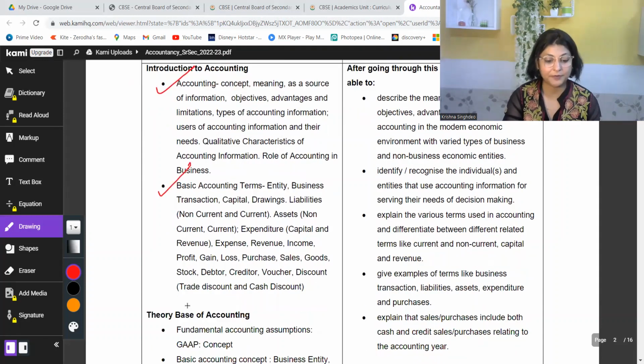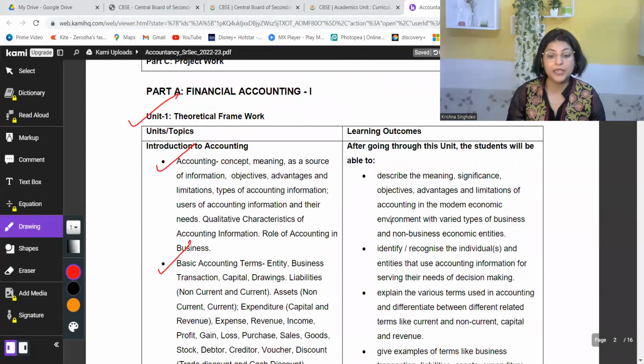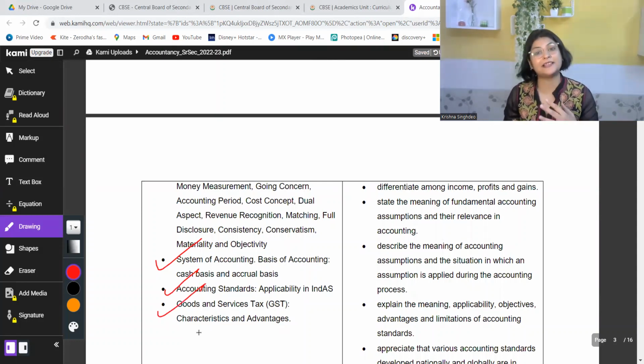Then you have the theory base of accounting, under which financial accounting assumptions, which are called in general GAAP, are covered. GAAP means generally accepted accounting principles. Then basic accounting concepts like business entity and other kinds of concepts are covered here. After that, you have the system of accounting, meaning cash basis and accrual basis of accounting, then accounting standards and GST. All this is majorly theoretical, but still very important for developing the understanding.